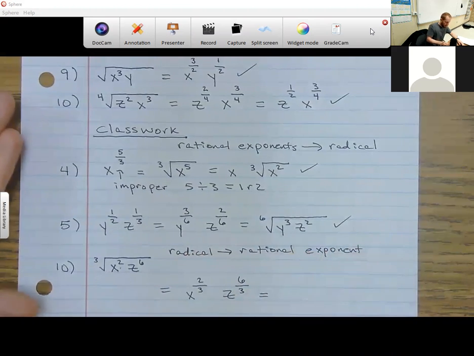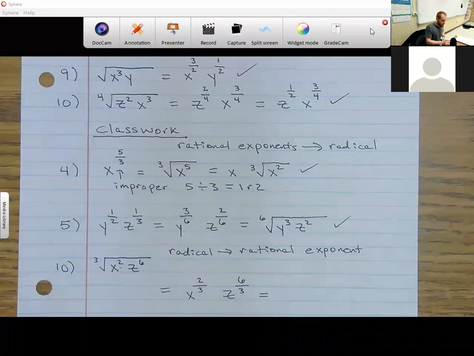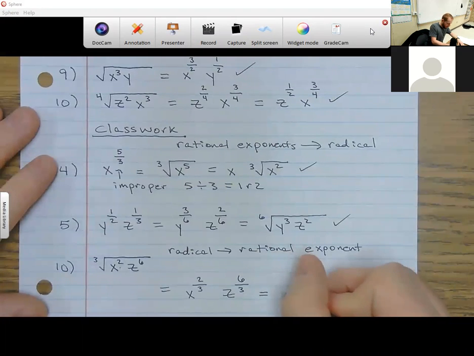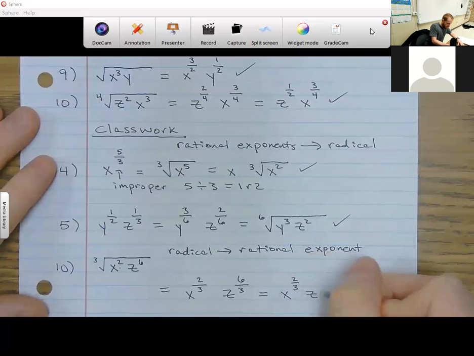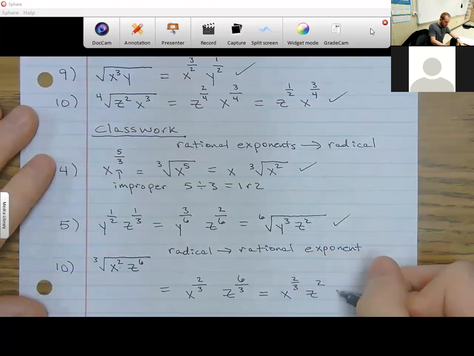So there's one more thing I can do with this. Can you see it? The 6 over 3? What's 6 over 3? Wouldn't that just be 2? So really, it's z squared. And I'm done.